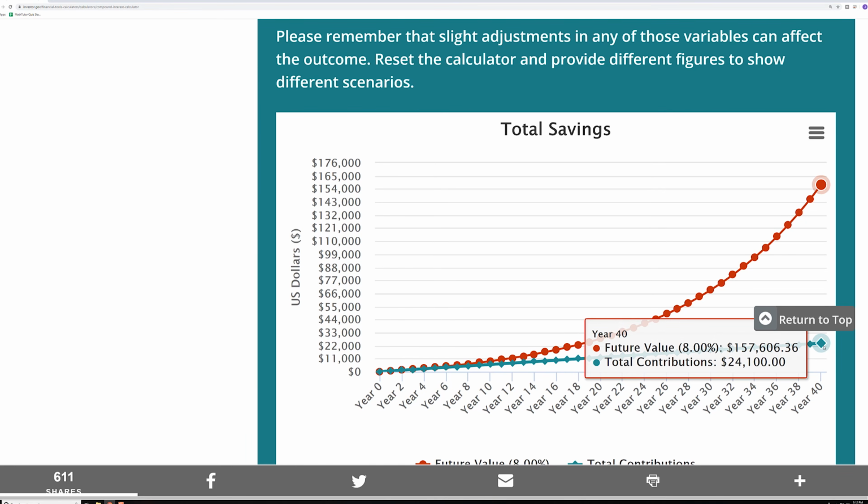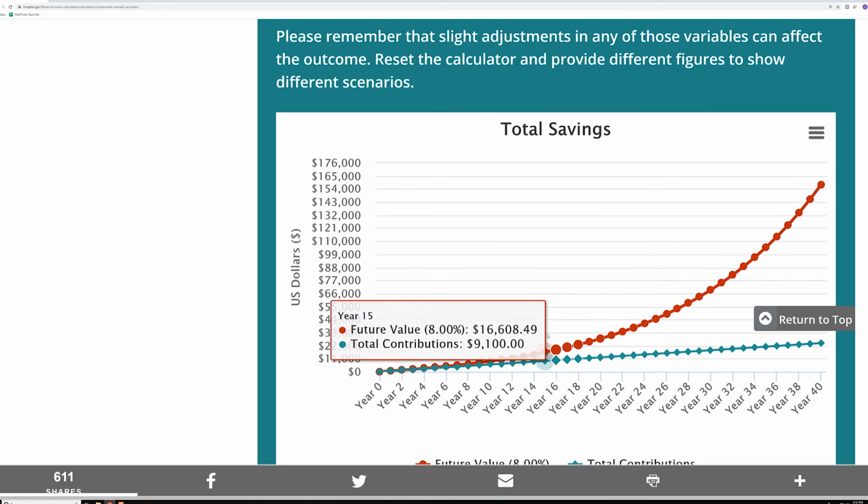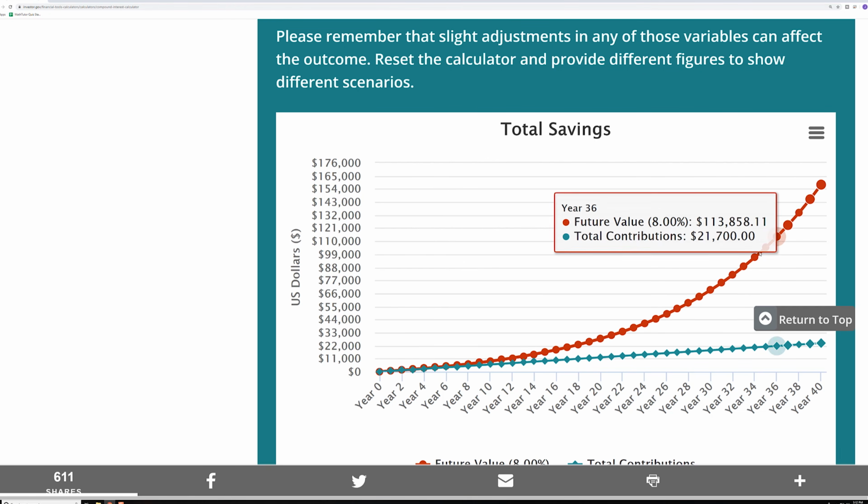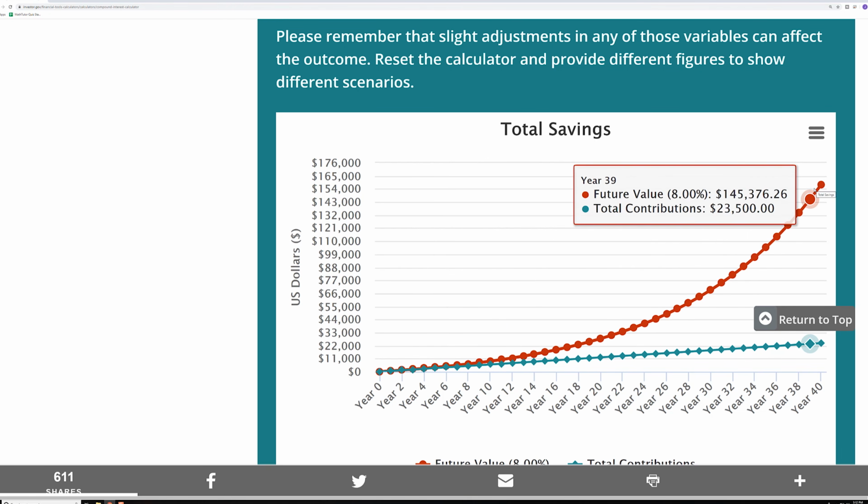At the end of 40 years, I only put in $24,100, but this account is worth $157,600 by saving $50 a month. That's something like $1.80 a day or something like that to save that much money. This is the power of compound interest. It's the power of the exponential function, and you can see that it does look like an exponential function.